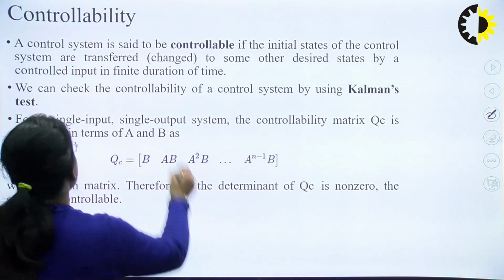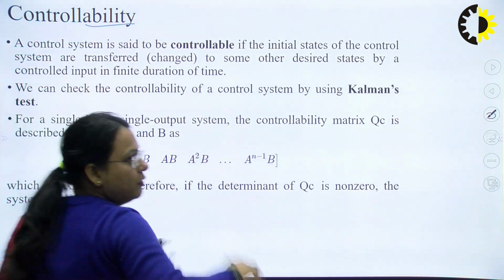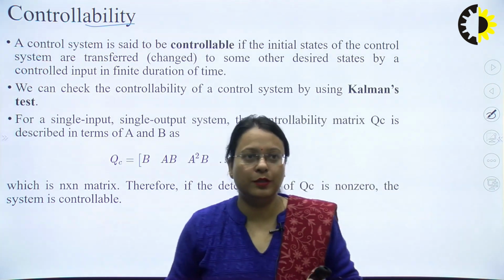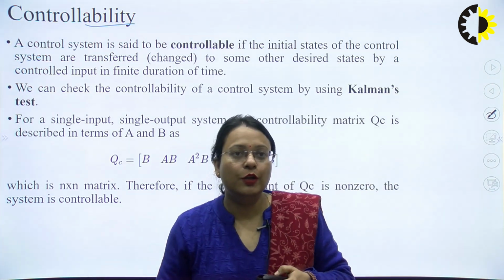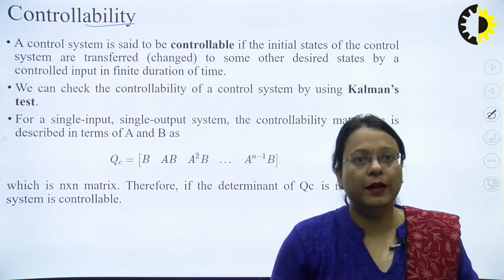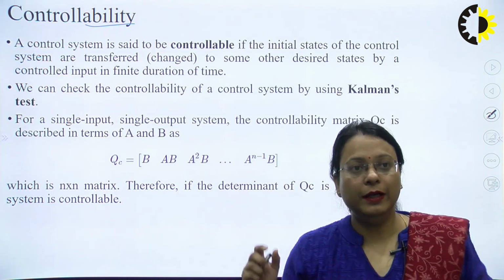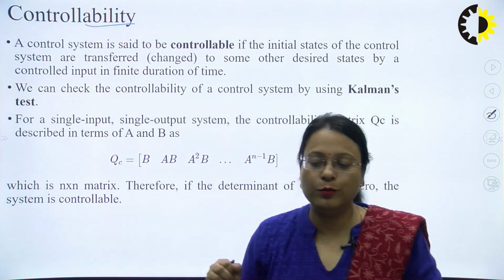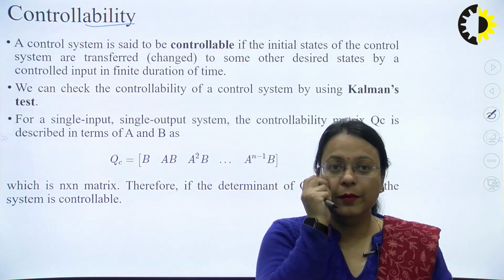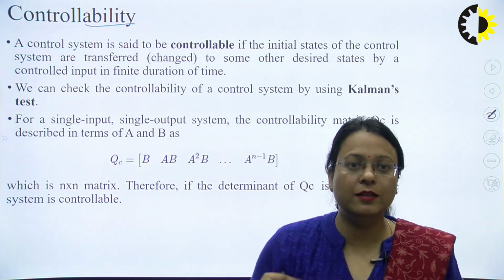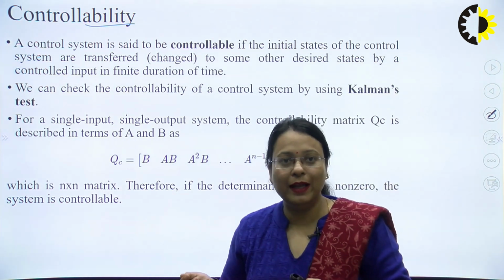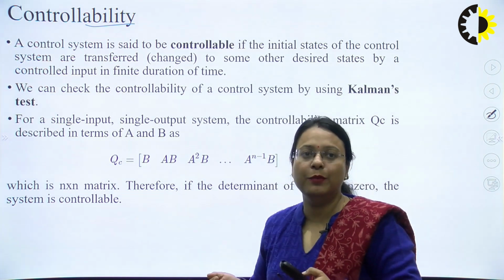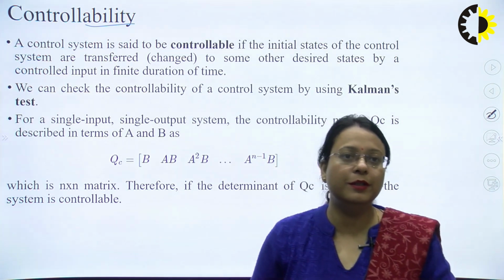So the next topic is controllability. A system is said to be controllable if the initial state of a control system can be transferred, or you can say changed, to any other desired state by a controlled input, but in a finite duration of time. So controllability and observability are determined by using the Kalman test, as these were introduced by Kalman in 1960, right?